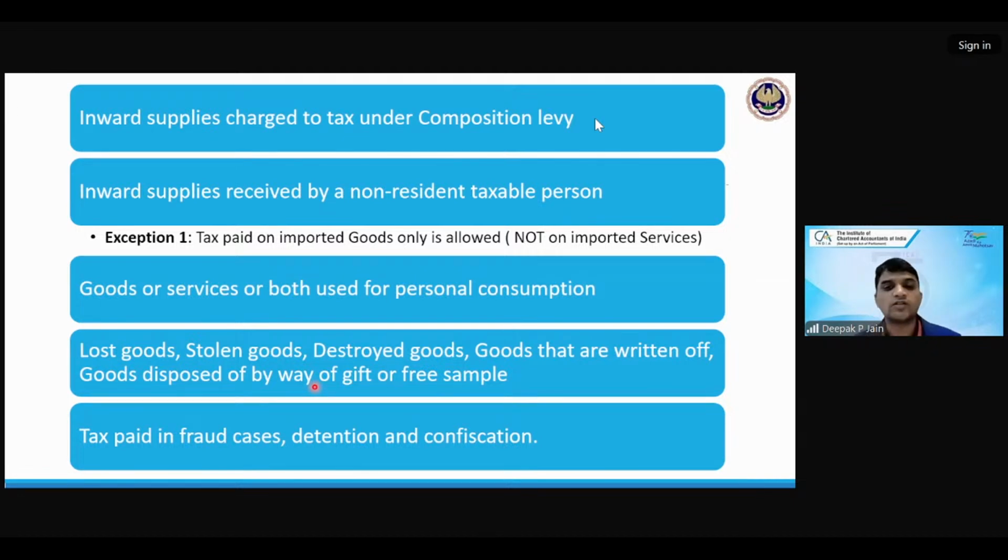Can we say that stolen goods, lost goods don't constitute a supply? Correct. They do not constitute a supply because it has been lost. That's why it is included in Annexure 1 also, because you are disposing of those goods. But yes, in case of stolen goods or lost goods, there is no supply. Okay, therefore credit is not available.